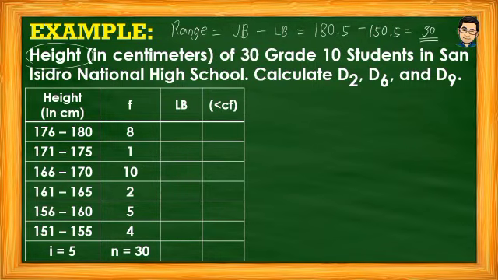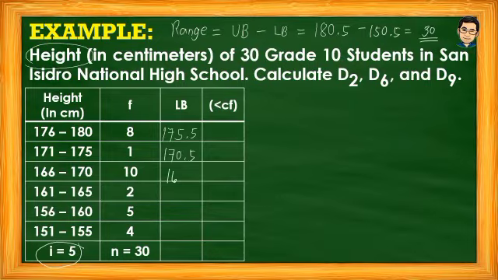So, to get the lower boundary of each class, we'll just simply subtract 0.5 from the lower class limit. Okay, so yung mga pinakamababa, yung nasa left side. So 176 minus 0.5, that is 175.5. So the easiest way to get the lower boundary hanggang dun sa pinaka-ibaba niya is to subtract the class interval, which is 5. So 175.5 minus 5, that is 170.5.